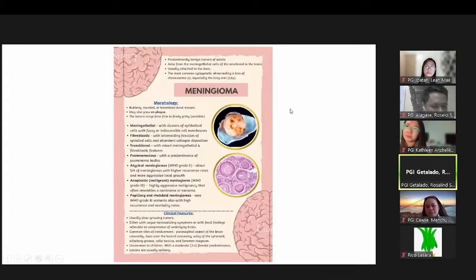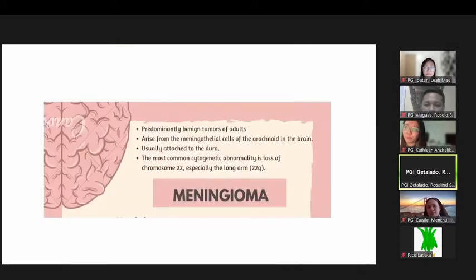So this is my poster. Meningioma is predominantly a benign tumor in adults, and they arise from meningothelial cells of the arachnoid in the brain. They are usually attached to the dura, and the most common cytogenetic abnormality is the loss of chromosome 22, especially the long arm, 22q.